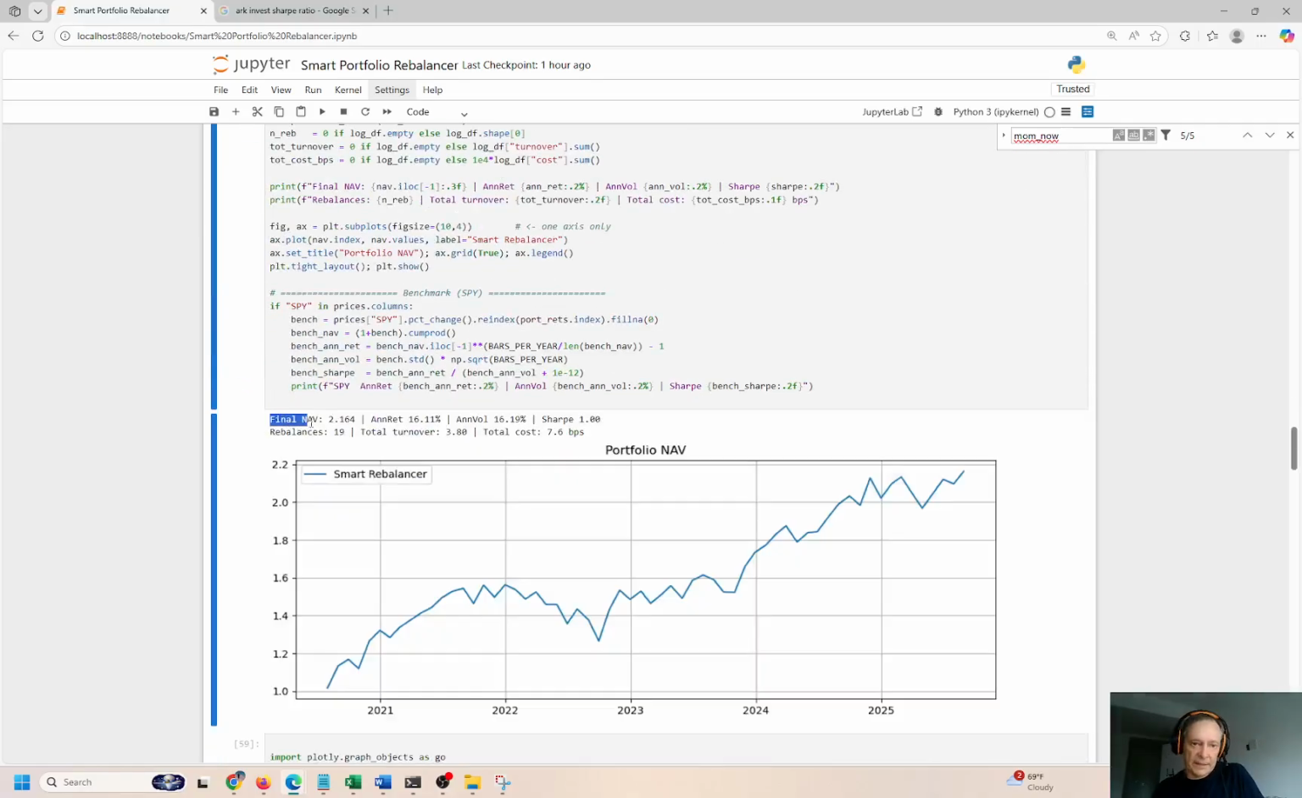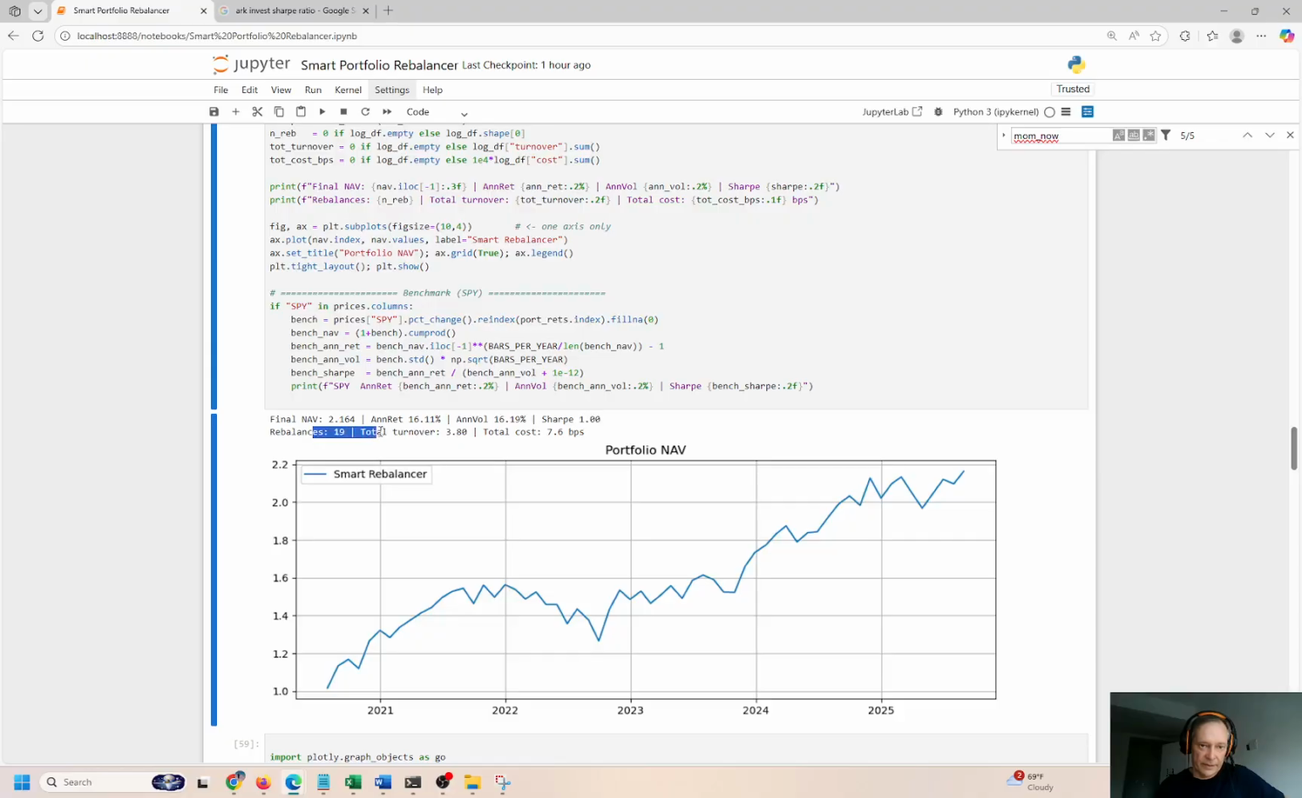So we have the final NAV. This is the net asset value, 2.164. So just a little more than 2 times boost in the NAV. We start at 1.0, so it goes up 2 times. That's 200%. Annual return on this strategy is 16%. Annual volatility is 16%. And the Sharpe is 1.0. So it's a pretty decent Sharpe.